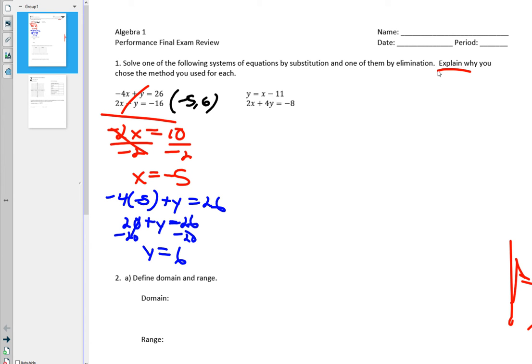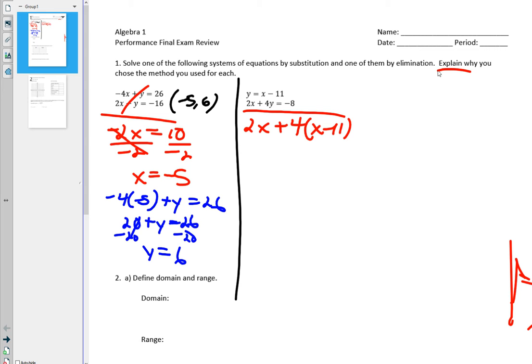For the second one, therefore, I would then use substitution. Why would I want to use substitution here? The y is already isolated. So if the top y is equal to x minus 11, that means we're only interested in when the bottom y is equal to x minus 11. So I can take out the bottom y and replace it with x minus 11.